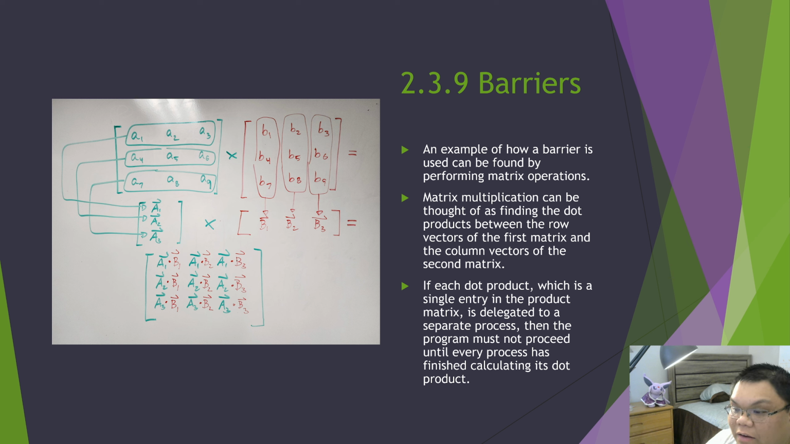Of course, it's going to be a lot of work. The 3x3 example is still pretty small, but still that's a lot of work. You have to do how many multiplications? It's a lot. And then you have to do addition on top of that. The point is this. If each of these dot products is assigned to a different process, then we need to make sure that before we do anything after that, every dot product is calculated. So that is a barrier.